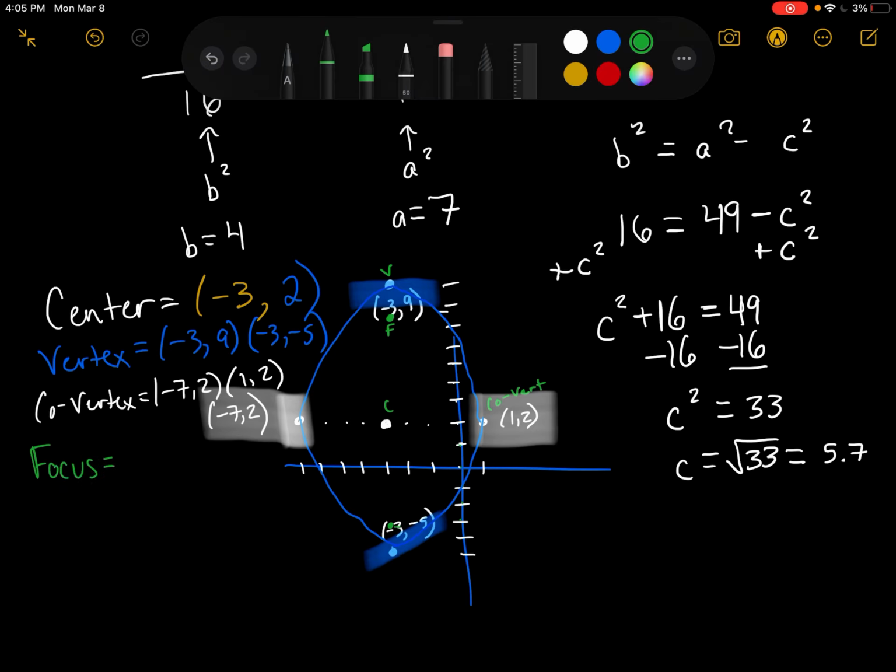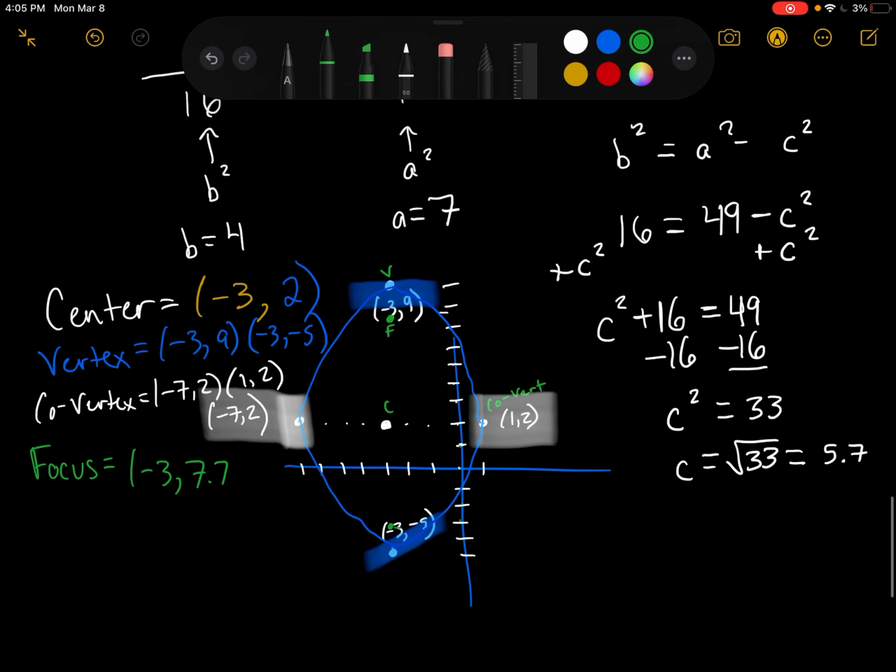Or the foci, I should say, because there's two. So this focus starts off at our center and goes up by 5.7, so negative 3, comma 7.7. Then the other one again starts off at negative 3 and it goes down by 5.7 this time. So for that one, we would have to do 2 minus 5.7. It'll get us negative 3.7. And to highlight both of those points, it's that point right there and that point right there.